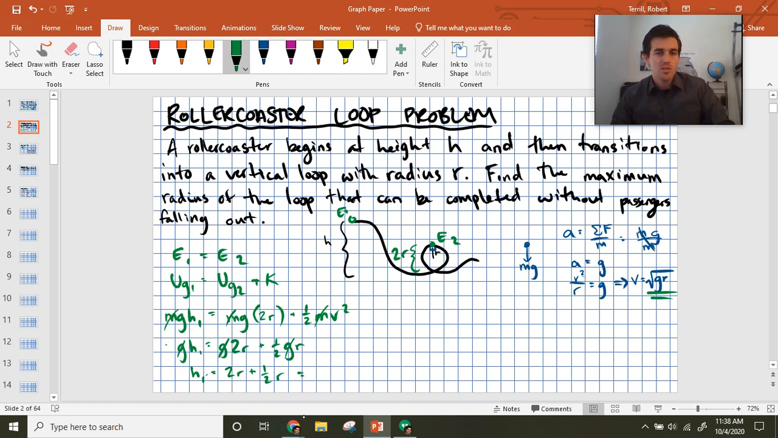And if you combine those, 2r would be the same thing as 4/2 r. So 4/2 plus 1/2 would be 5/2 r. So whatever the height is at the beginning, the height has to be 5/2 radii, or the radius would have to be 2/5 the original height in order for us to make it through this loop. So that is our final answer.